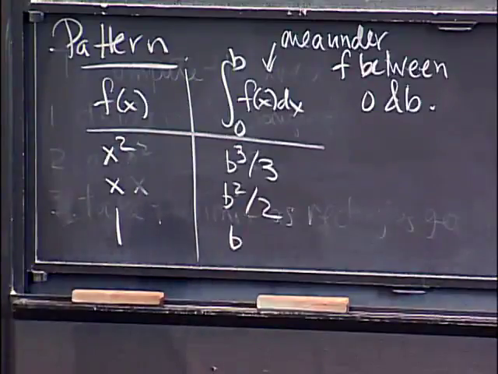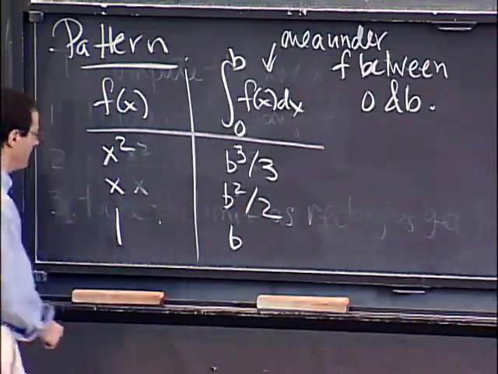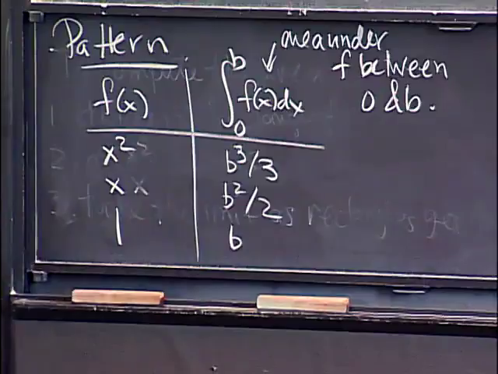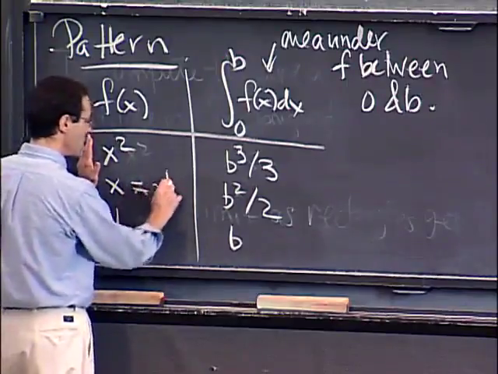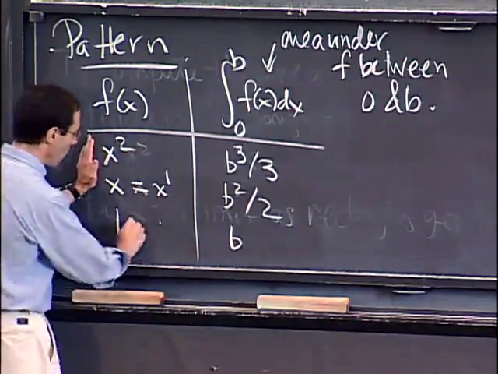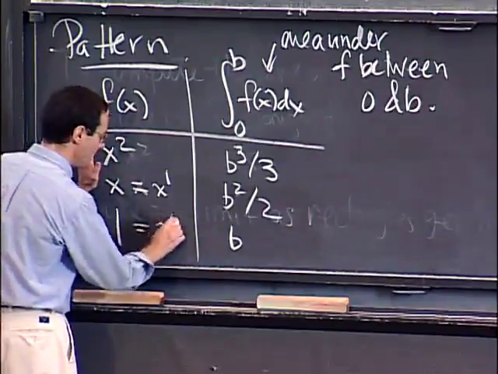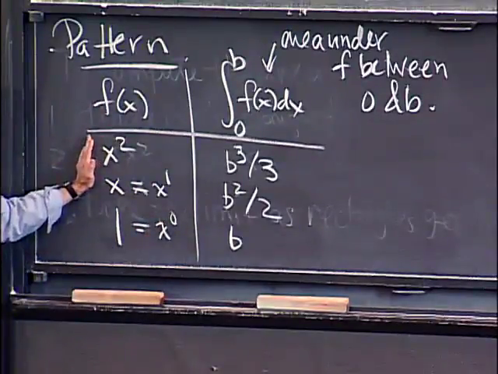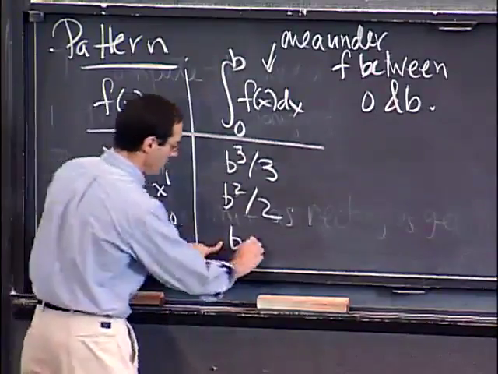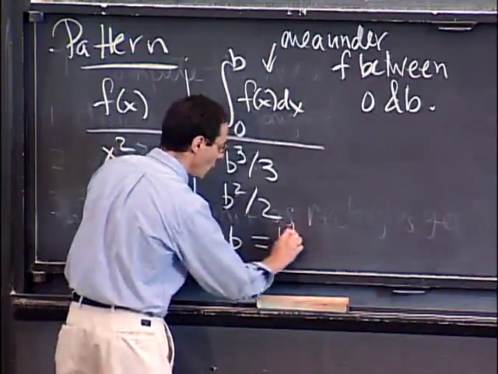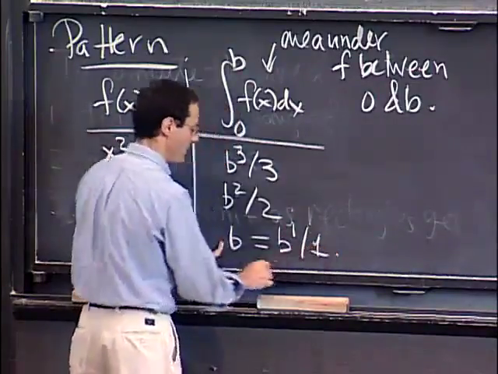So this, I claim, is suggestive. If you can figure out the pattern, one way of making it a little clearer is to see that x is x to the first power, and 1 is x to the 0 power. So this is the case 0, 1, and 2. And b is b to the 1 divided by 1.